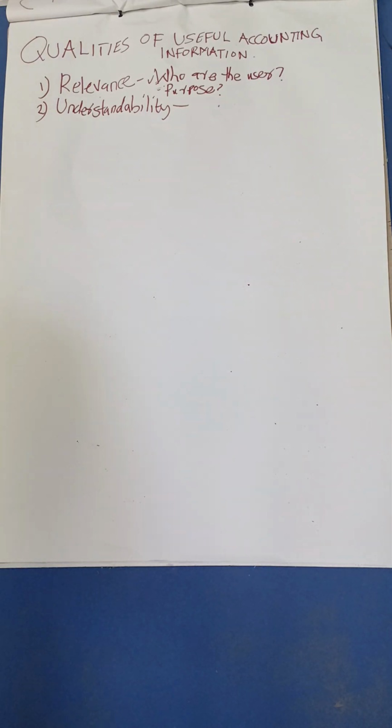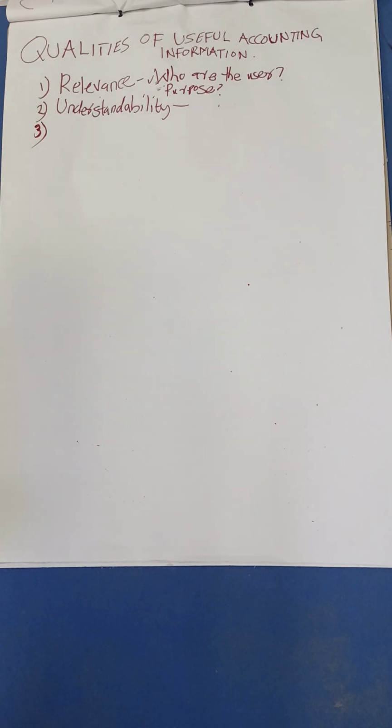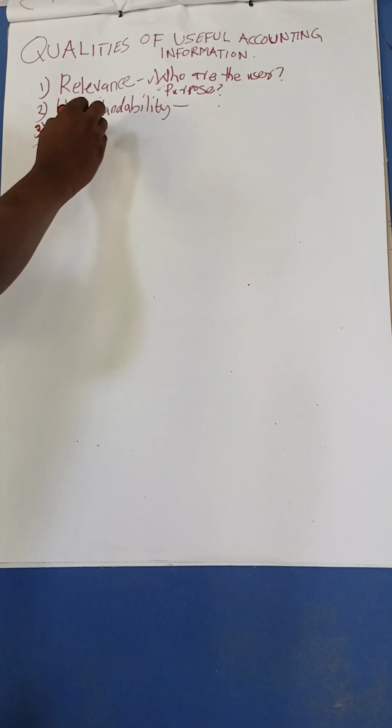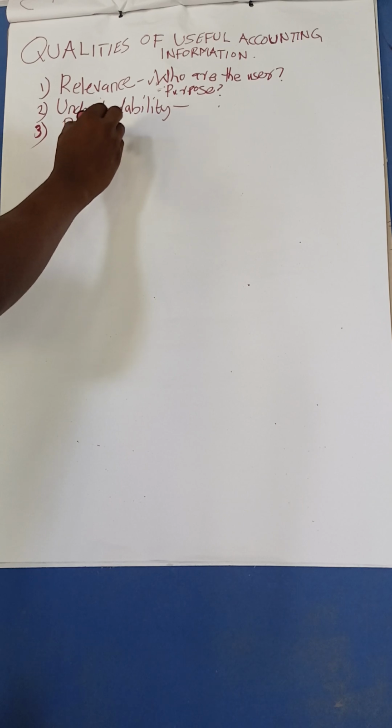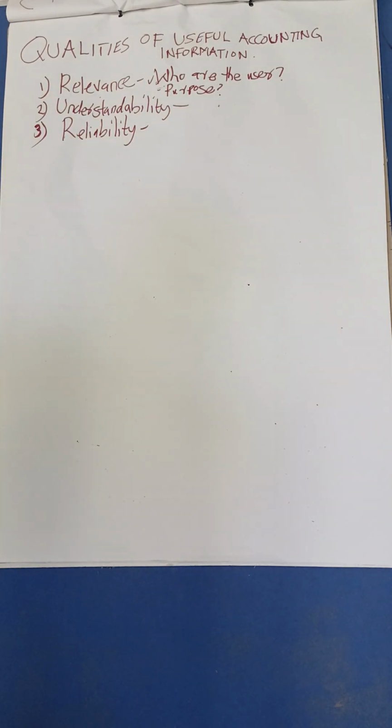Another quality we have is called reliability. If accounting information is not reliable, it cannot be used to make quality business decisions. So accounting information must be verifiable. It must be information that we can verify.